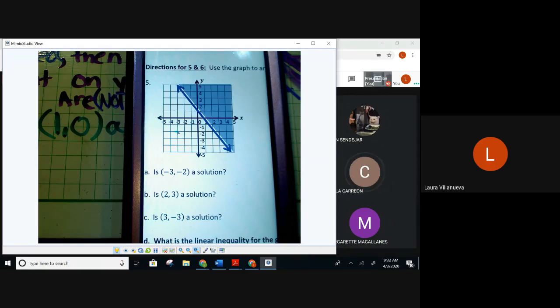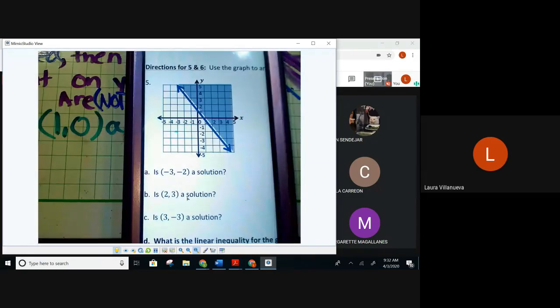Yes. Okay. Now let's check, is 2, 3 a solution? So you're going to go to 2, 3, which is right here where my arrow is at. Is it a solution? Yes. Okay. And then the last one, 3, -3.